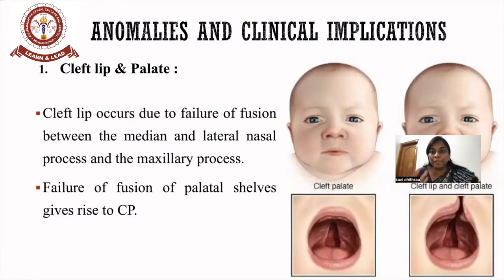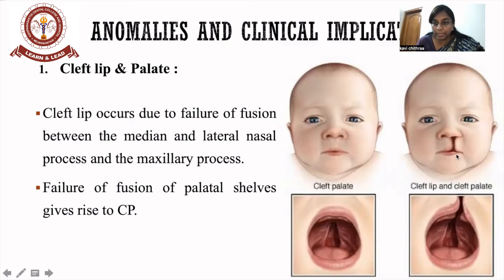Like what happens if the growth is affected prenatally and postnatally? So the first and foremost defect is cleft lip and palate. Cleft lip and palate is one of the most common congenital defects these days, which occurs due to failure of fusion of various facial processes, like the median and the lateral nasal process and the maxillary process, which causes cleft lip. So failure of fusion of the palatal shelves causes cleft palate. These are the pictures of cleft lip and cleft palate.